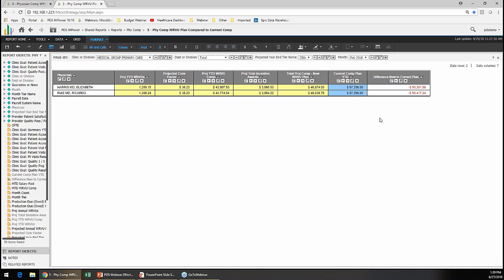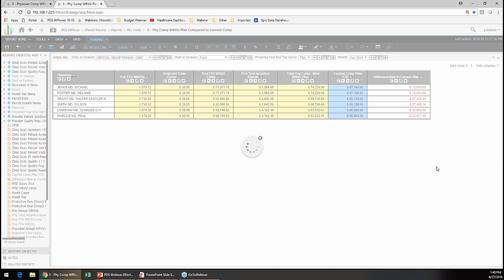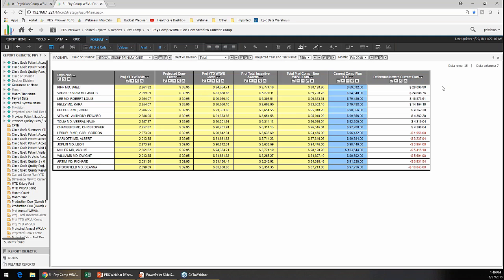And then these are the providers that may struggle under the new plan. These are the ones who, based upon the way that they do business, aren't meeting the expectations of productivity as well as maybe clinical quality incentives, patient satisfaction incentives. And these are areas where we're going to need to work with them individually to show them where they're underperforming specifically and what are some things that they can do in order to make themselves whole as the new comp plan comes into play.